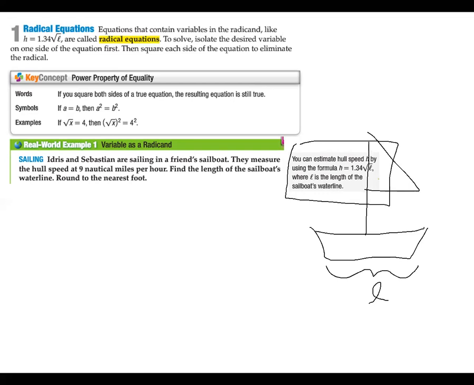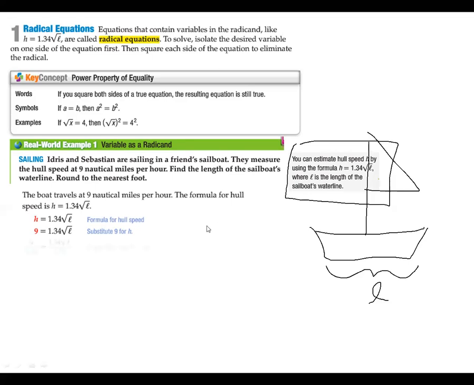Be careful. You're not just plugging 9 in for L. The 9 represents h, the hull speed. So I take my equation and substitute 9 in for h. Now I want to solve for L. The first thing you have to do when you solve radical equations is isolate the radical. So you divide off the 1.34; since it's multiplying, the inverse operation is divide. And you get about 6.72 equals the square root of L. Then to undo the square root, you square both sides. Therefore, L is about 45.16.